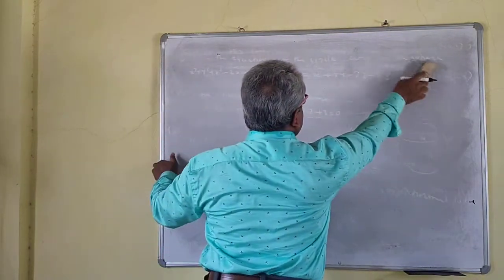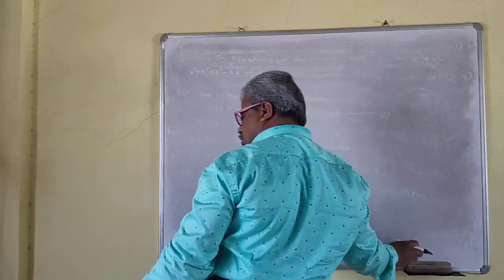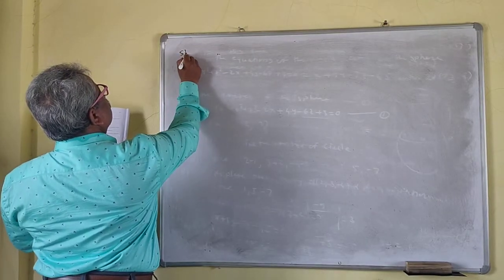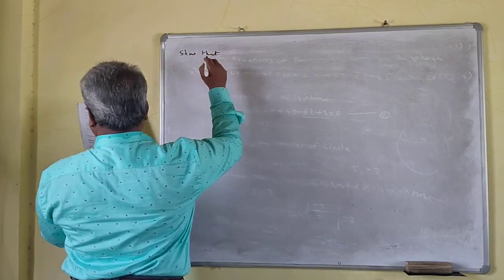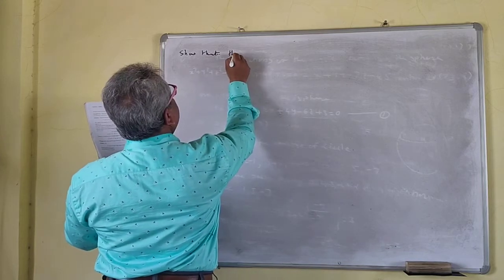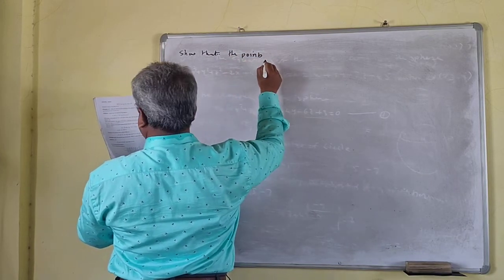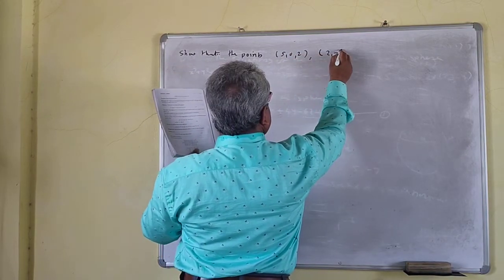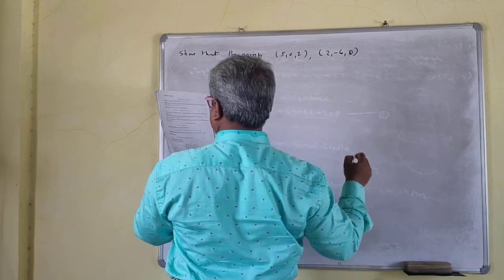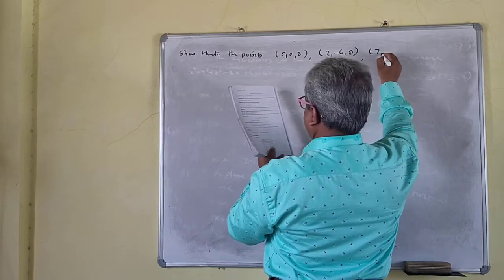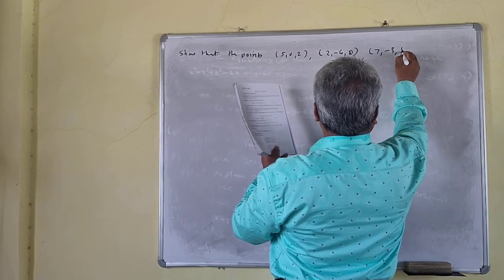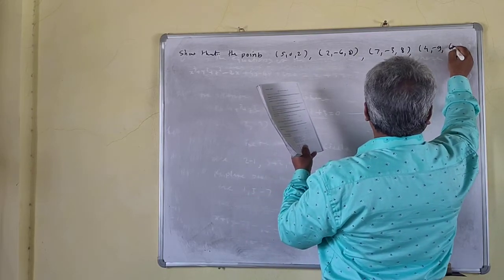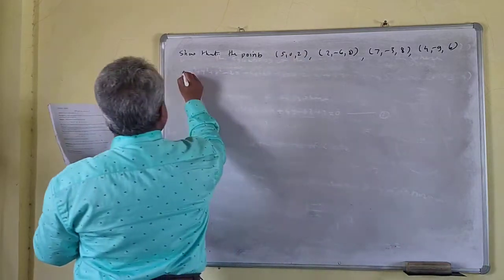Okay, so now we'll take the next problem. Show that the points (5, 0, 2), (2, minus 6, 0), (7, minus 3, 8), (4, minus 9, 6) are concyclic.